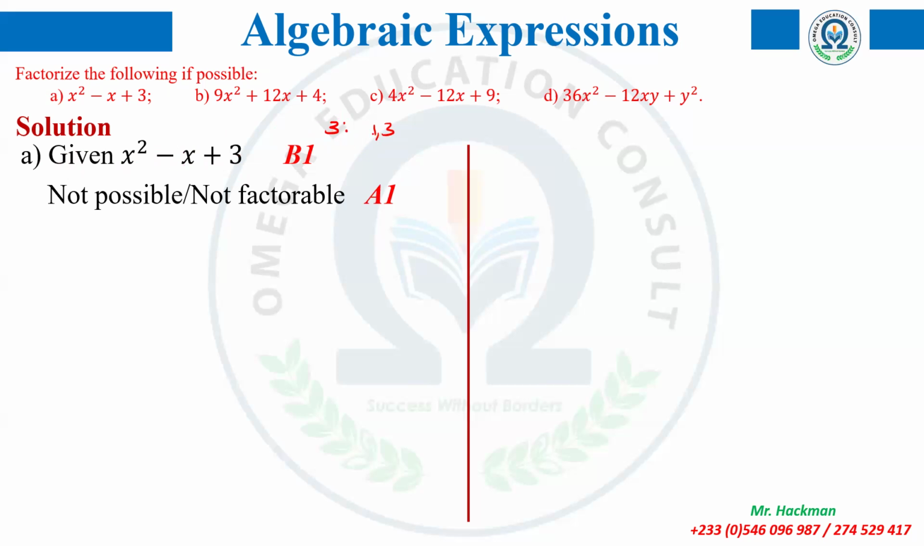Obviously, the product will give us 3. If I have two numbers whose product should give me a positive result, 3, then the numbers should both be positive, or both be negative.